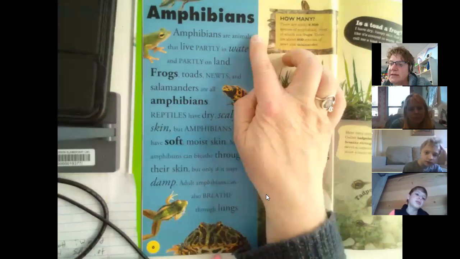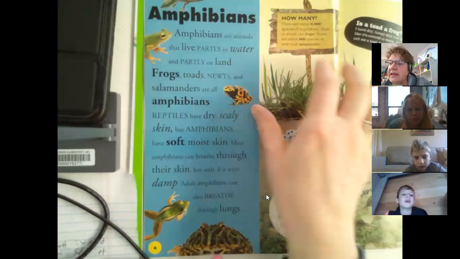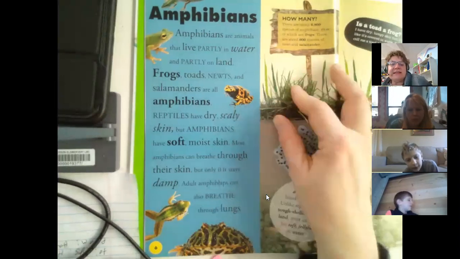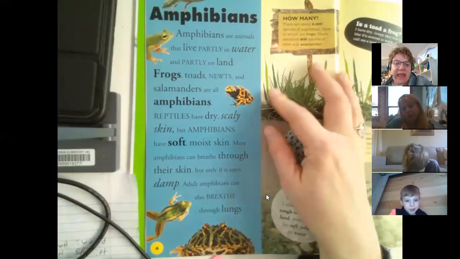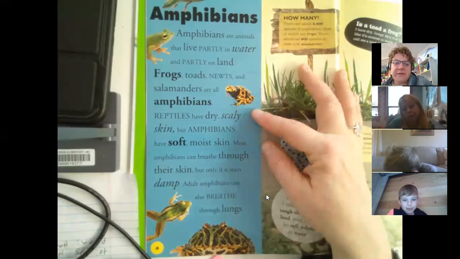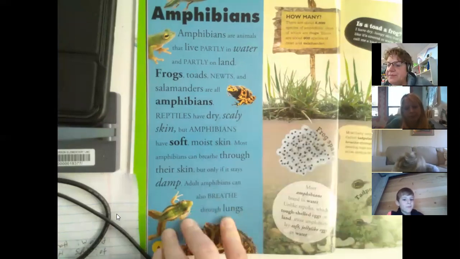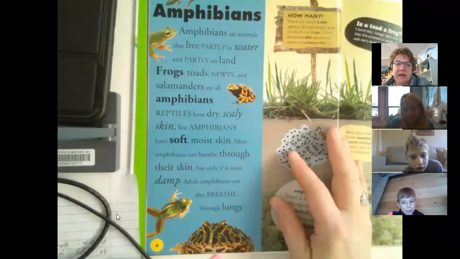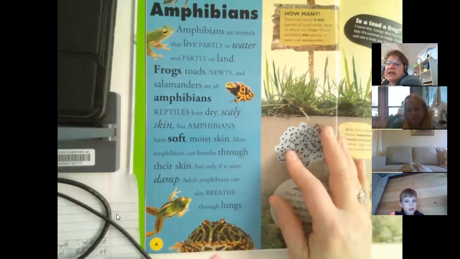All right, so again, our heading is amphibians. Amphibians are animals that live partly in water and partly on land. Frogs, toads, newts, and salamanders are all amphibians. Reptiles have dry, scaly skin, but amphibians have soft, moist skin. Most amphibians can breathe through their skin, but only if it stays damp. Adult amphibians can also breathe through lungs. Okay. So everybody in their heads, think about what the gist of this section is about.